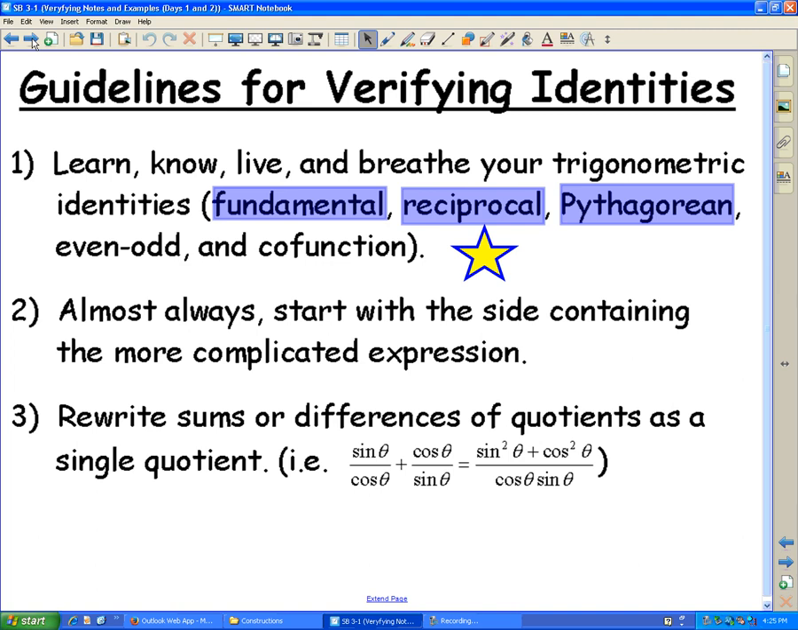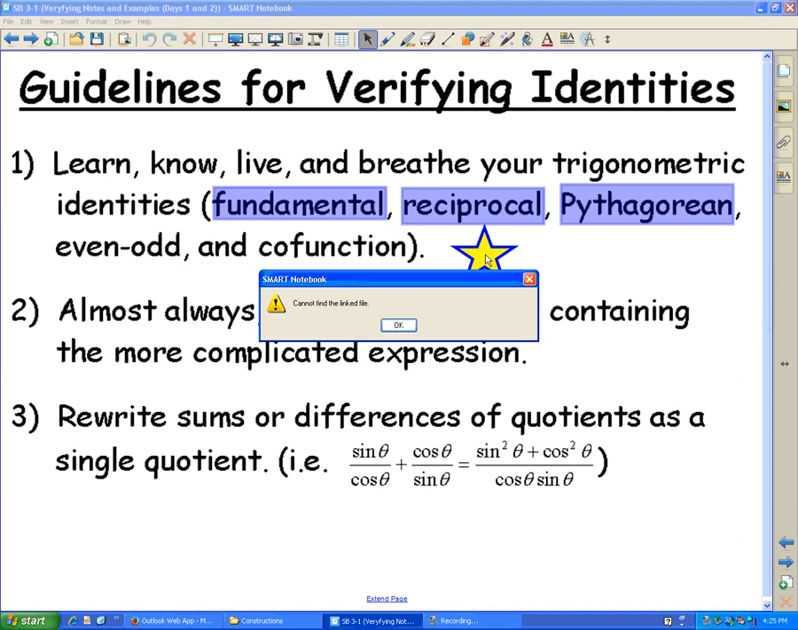Number 1, learn, know, live, and breathe your trigonometric identities, particularly the fundamental identities, the reciprocal identities, and the Pythagorean identities. The fundamentals would be like tangent of x is sine x over cosine of x. Reciprocals like secant of x is 1 over cosine of x. And the Pythagorean identities, the main one being sine squared of x plus cosine squared of x is equal to 1. And then the two others that spawn from that. Now, every once in a while you may need to throw an even-odd identity in there or a cofunction identity in there, but the other three are primarily the ones that you're going to be using the most of.